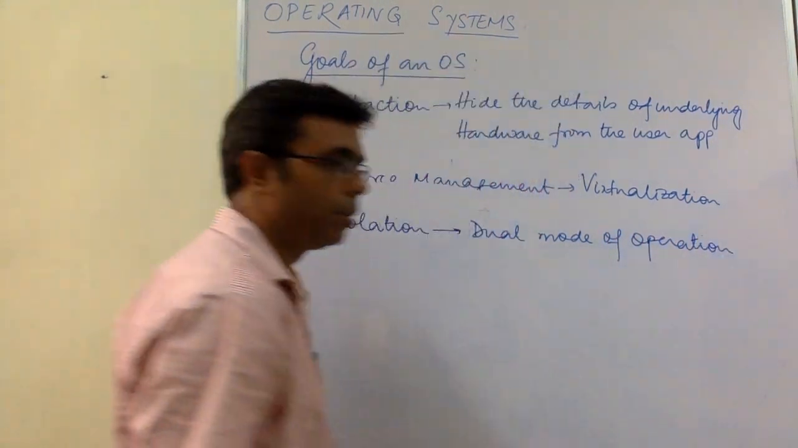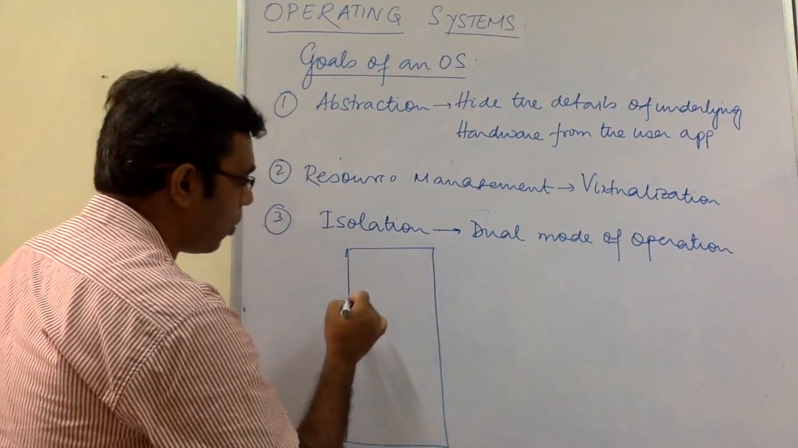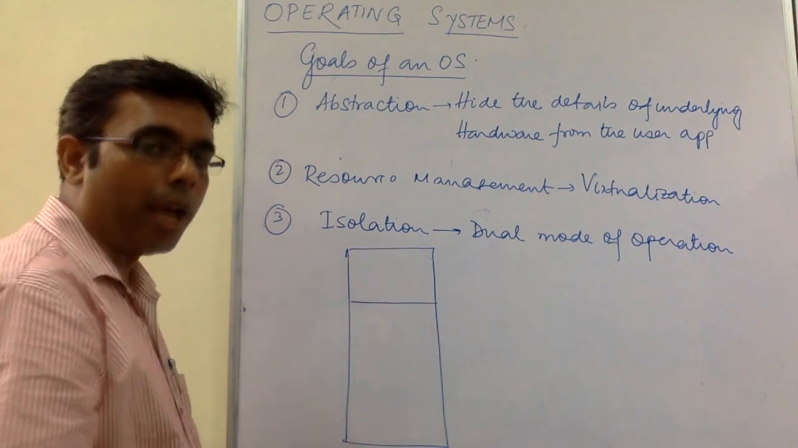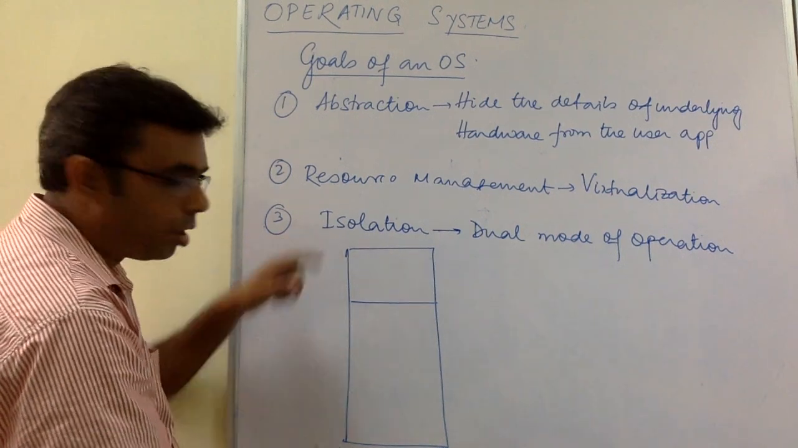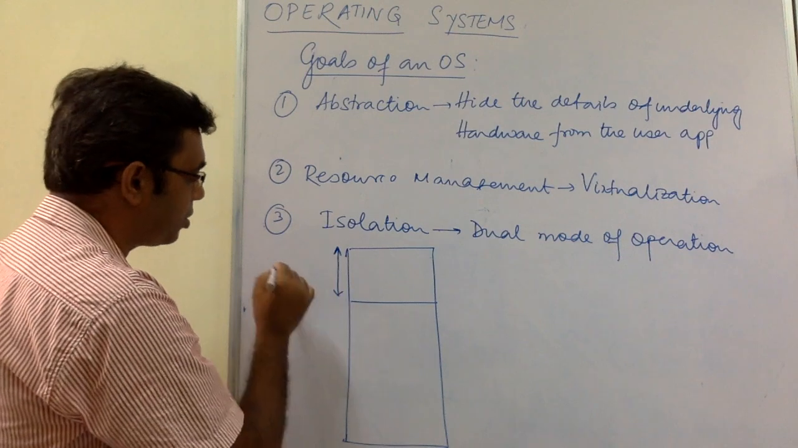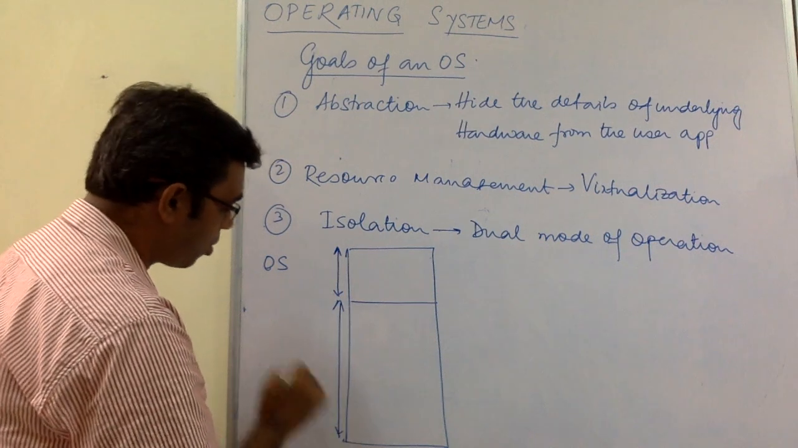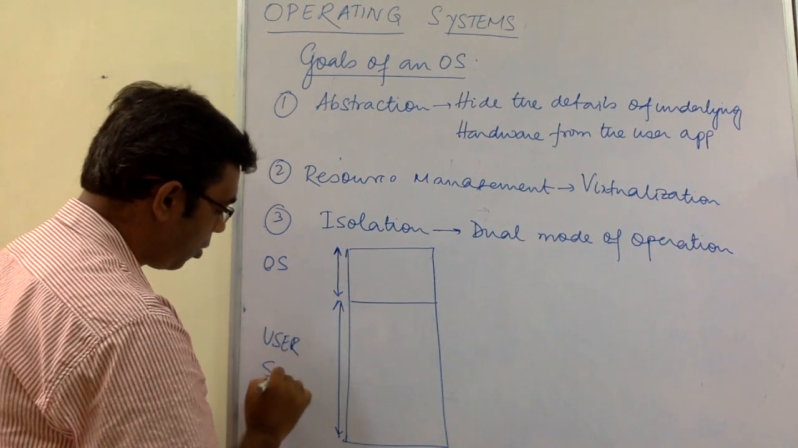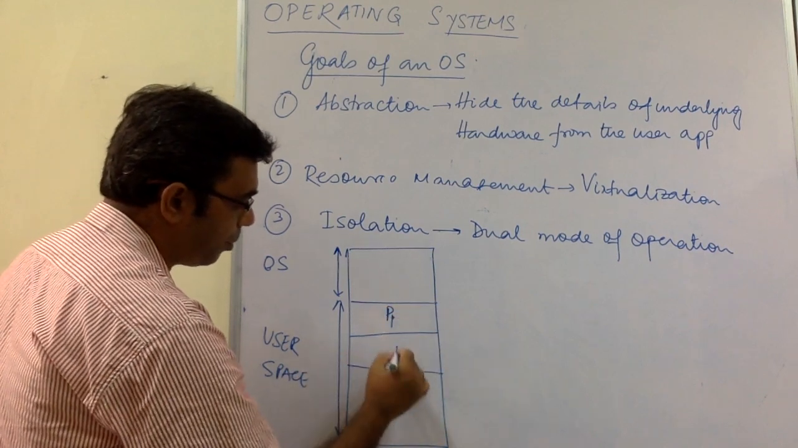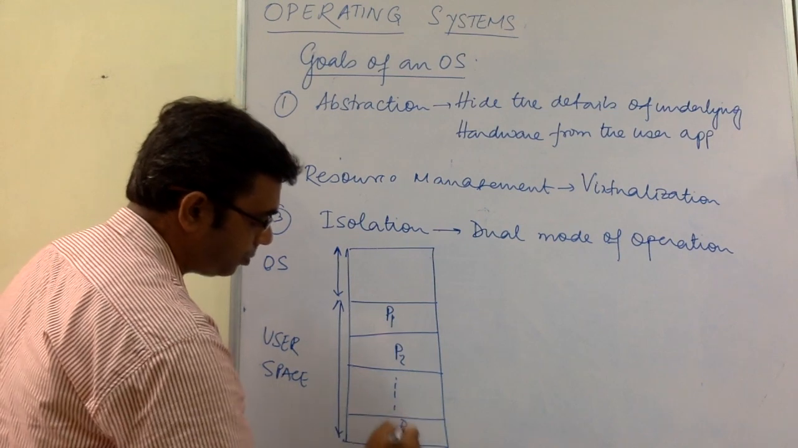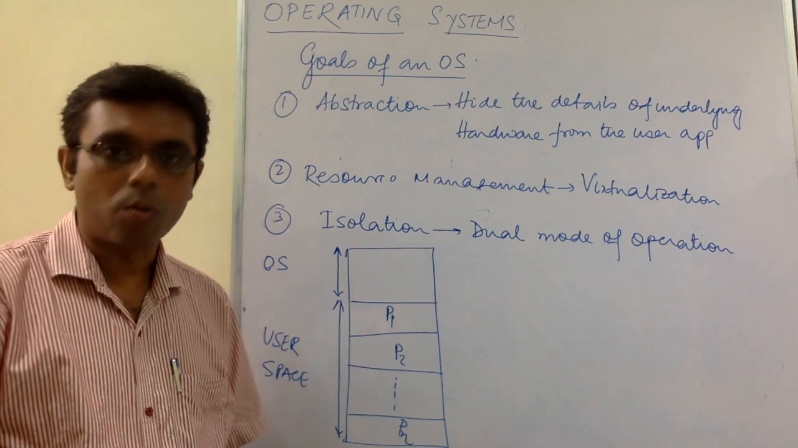What is this dual mode of operation? We clearly demarcate the range of addresses where the OS code can execute and where the user code, or the user processes, can execute. So if you look at the memory, some range of addresses you earmark for the OS, and the other range of addresses you call the user space. That is where your programs can reside, P1, P2. Your user level programs reside here, and the other portion you keep for the OS level code.